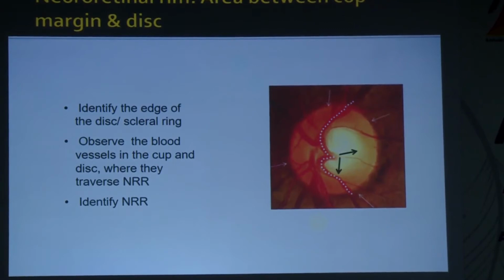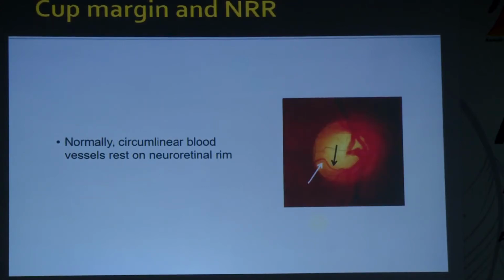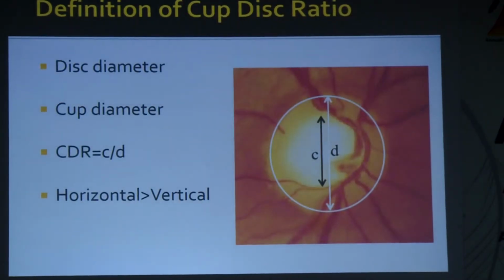Neuroretinal rim, like I said, is the area between the cup and the disc margin. What is important here is to delineate the cup margin. Usually follow the course of the vessels. The circumlinear blood vessels rest on the inner margin of the neuroretinal rim, or the edge of the cup. Cup disc ratio is just a ratio of the cup diameter to the vertical disc diameter. Horizontal is usually larger, vertical is lesser, so any elongation in the vertical CDR has to be looked at suspiciously.